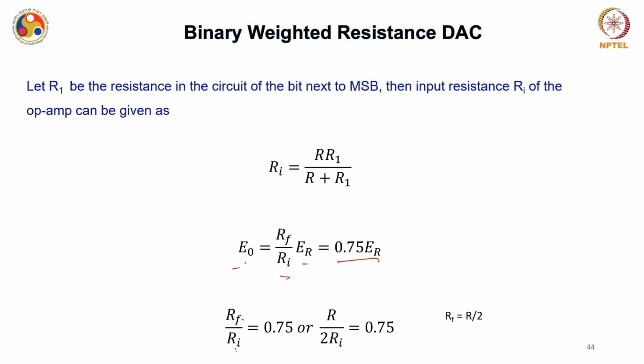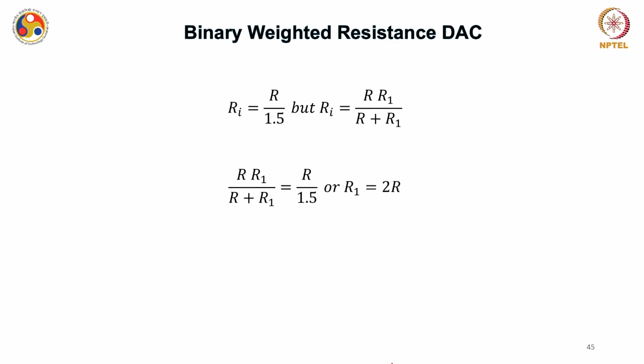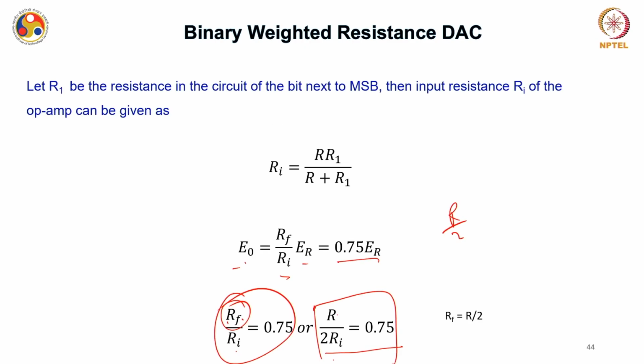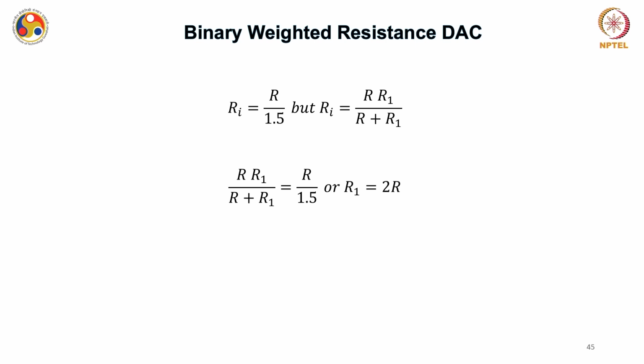Now RF by Ri is equal to 0.75, and RF we have already seen is equal to R by 2. If you put this value of RF as R by 2, then R by 2 Ri is equal to 0.75. Now Ri is equal to R by 1.5 if you just rearrange it. But Ri we have seen as R into R1 by R plus R1, which means R into R1 by R plus R1 is equal to R by 1.5, or R1 is equal to 2R.